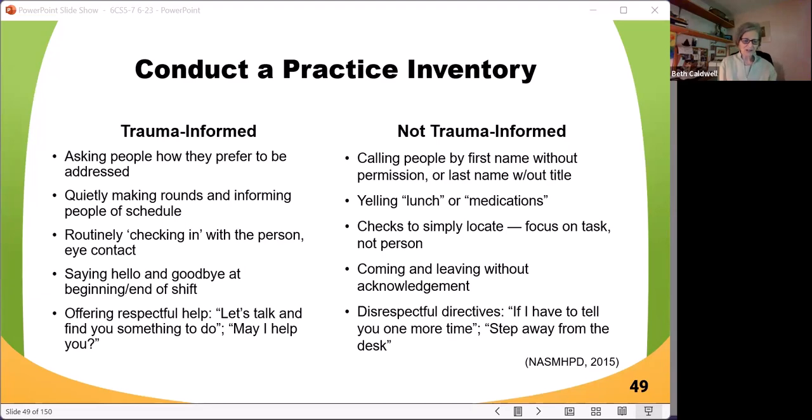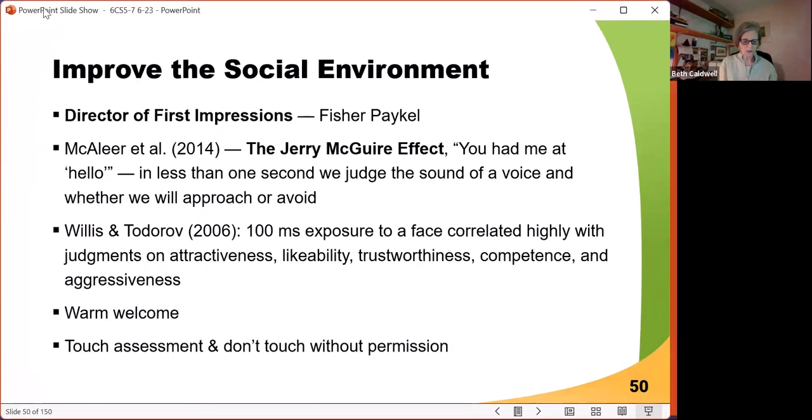The third area is just improve the overall social environment. And here we have Director of First Impressions. That happened in New Zealand when Kevin was visiting New Zealand with Janice, and they walked into a hospital, and there was this person that made you feel so welcome, like you were the most important person around. And her title was Director of First Impressions.